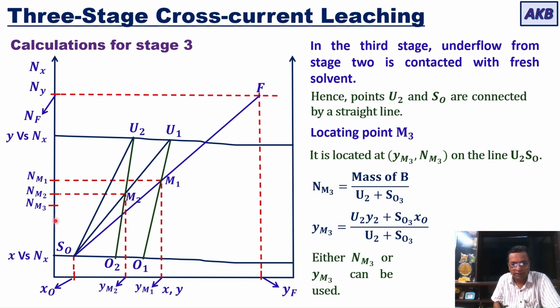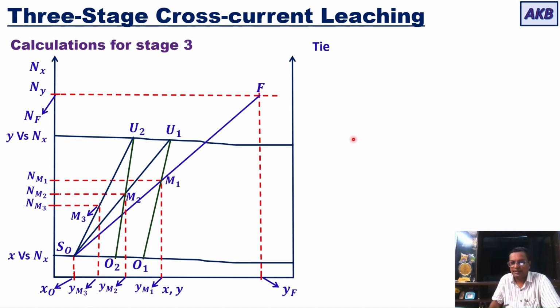So NM3 is located over here. Then I'll go to the line S0 U2. The point of intersection is nothing but point M3, and in this way point M3 has to be located. So this is point M3, and the x coordinate of point M3 is YM3. Now let us draw the tie line through M3.